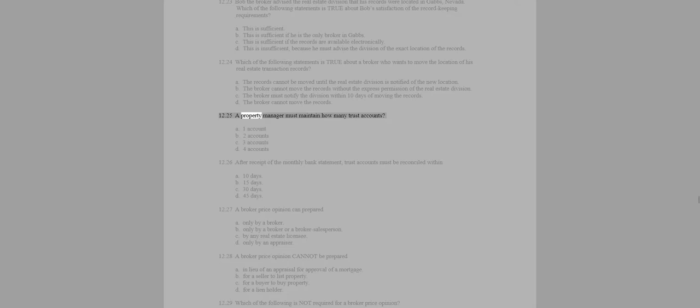12.25 A property manager must maintain how many trust accounts? A. 1 account. B. 2 accounts. C. 3 accounts. D. 4 accounts. 12.26 After receipt of the monthly bank statement, trust accounts must be reconciled within A. 10 days. B. 15 days. C. 30 days. D. 45 days.